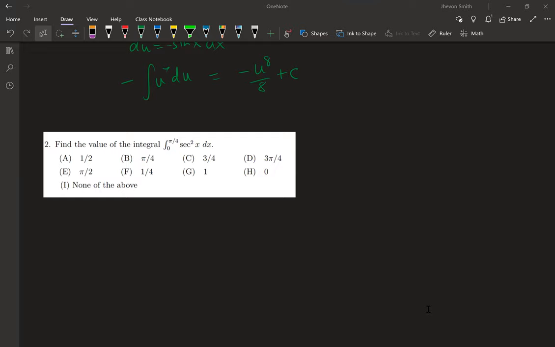Integral of secant squared is tangent. Plug in pi over 4. Tangent of pi over 4 is 1, minus tangent of 0. So G is the answer.